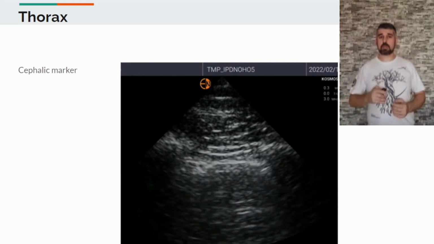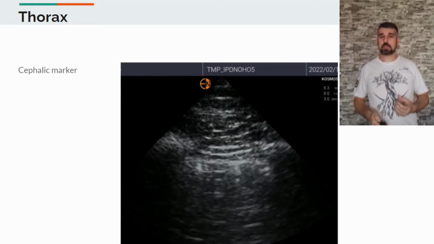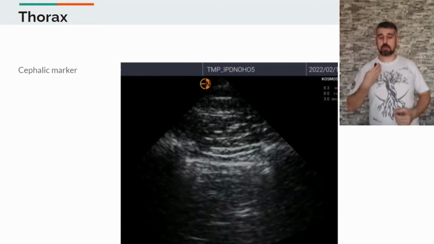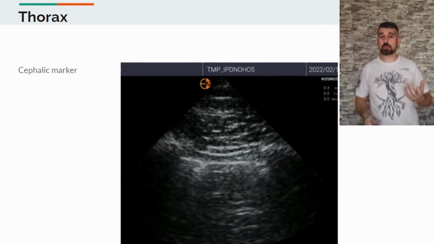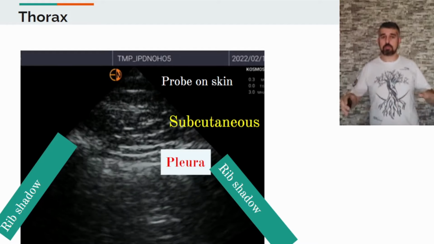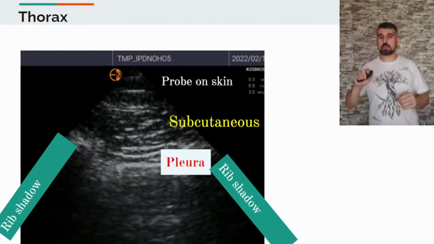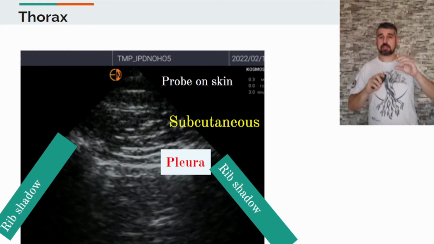Going down, now we reach the thorax. What we are trying to do here is get our probe between two ribs, and this is the view we want. What are we seeing here? We see the rib shadow of both ribs. We see this thicker white line, that's the pleura.